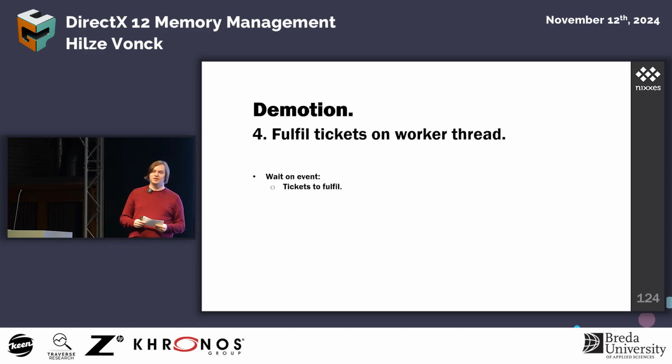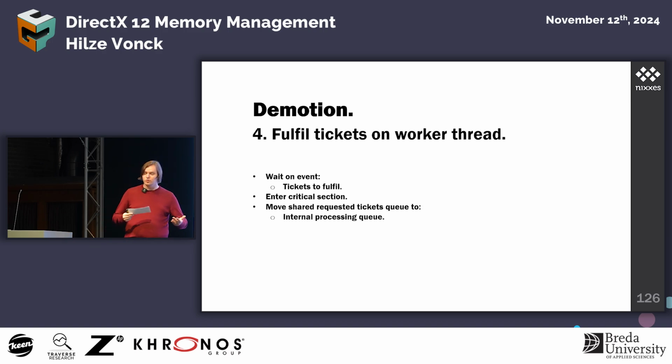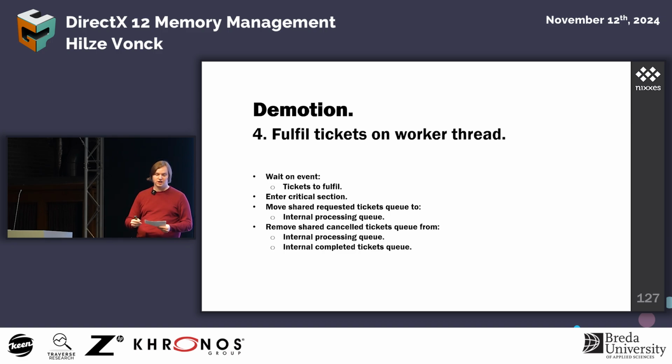The first thing that it does is wait indefinitely. It does this until a tickets to fulfill event has been set. This is set by the main thread whenever it has requested that new tickets should be fulfilled by the worker thread. When we do this, we enter a critical section so we can do the synchronization safely, and we start moving around some data. First of all, we take the newly requested tickets and put them into a local queue so that we can process them once we're out of this critical section again.